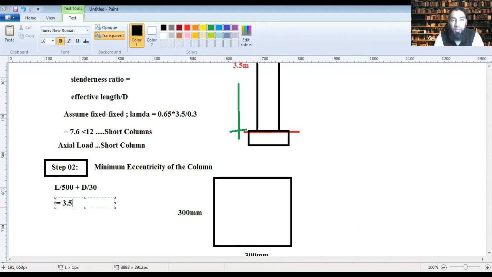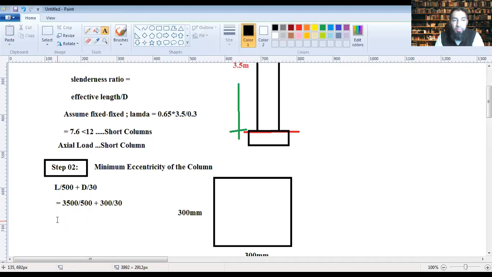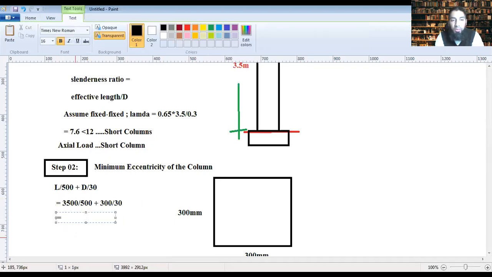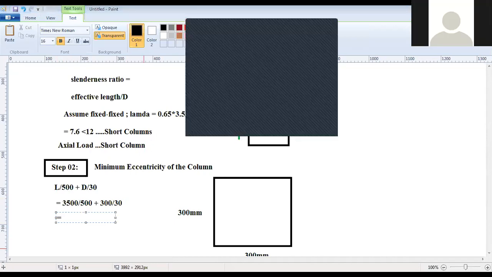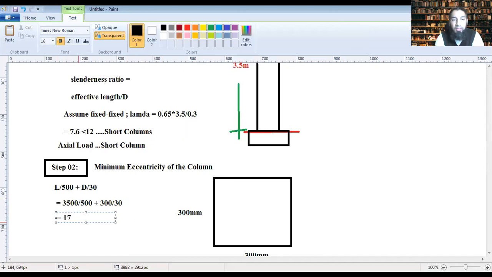This is 3.5, and it has to be in mm. 3500 divided by 500 plus D, which is 300 divided by 30. This is all in mm in this formula. So this is equal to 7 plus 10, 17 mm, subject to a minimum of 20.